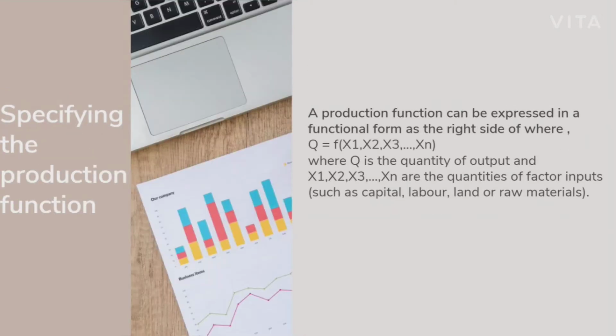Let us specify the production function. A production function can be expressed in a functional form as q = f(x1, x2, x3, ..., xn), where q is the quantity of output and x1, x2, x3, till xn are the quantities of factor inputs such as capital, labor, land or raw materials.